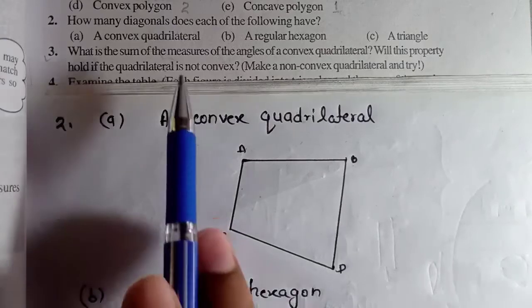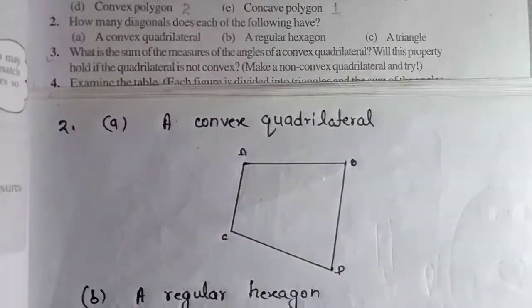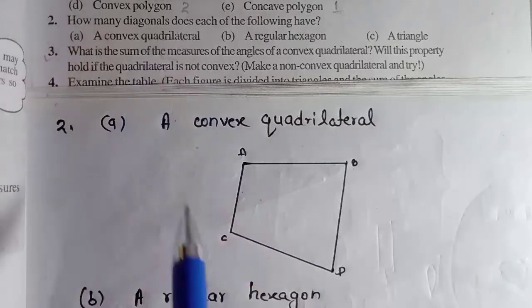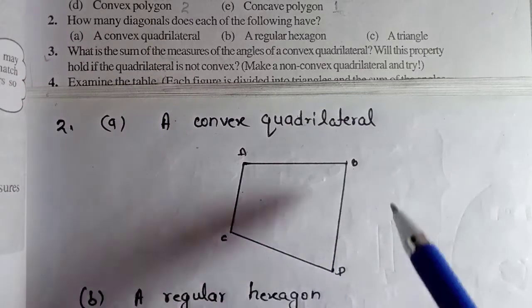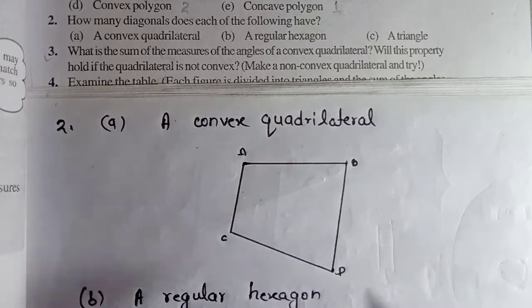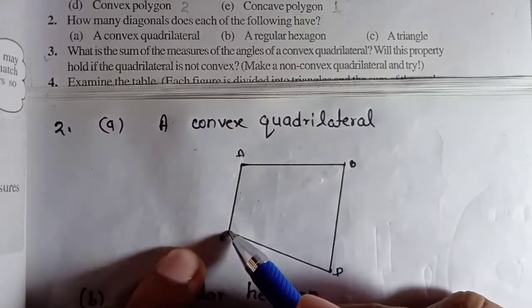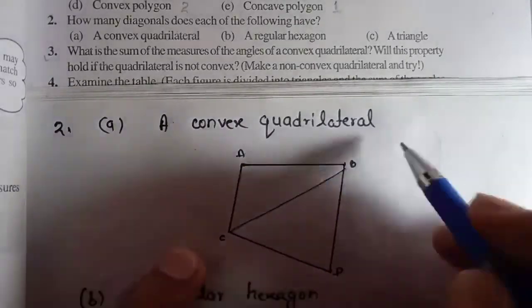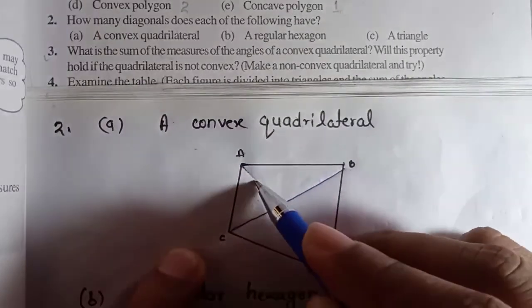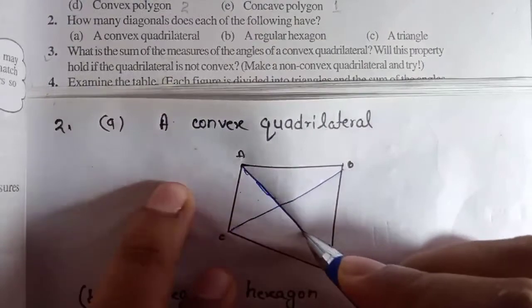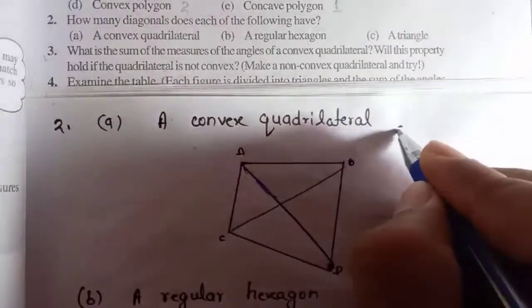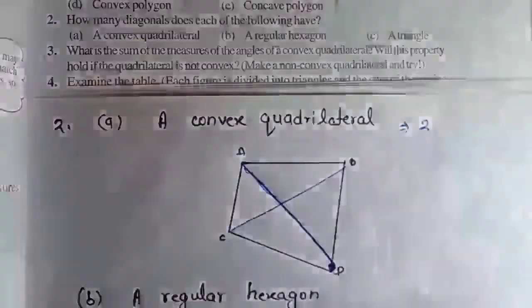Question number 2, how many diagonals does each of the following have? So we have to calculate the number of diagonals in a convex quadrilateral. You can see it is a convex quadrilateral, and if we add these 2 vertices, this is the first diagonal and this is the second diagonal. So there are 2 diagonals in a convex quadrilateral.